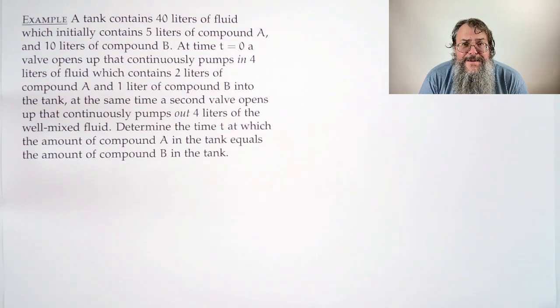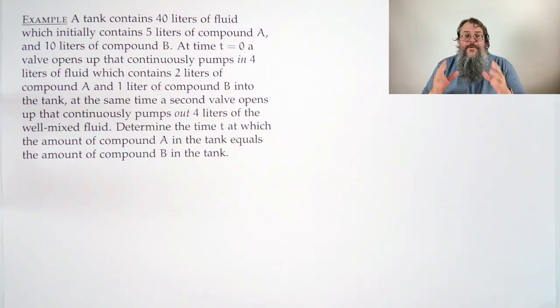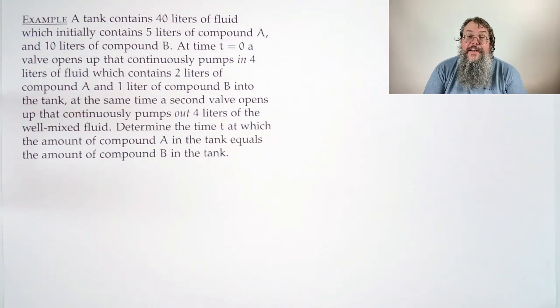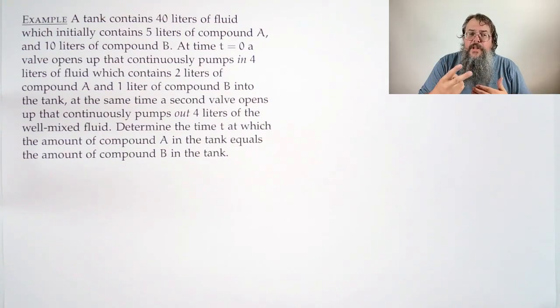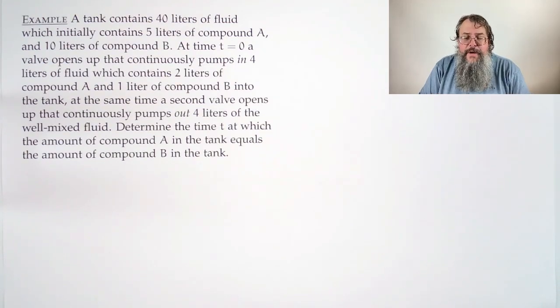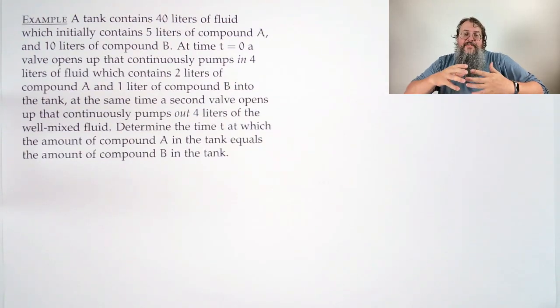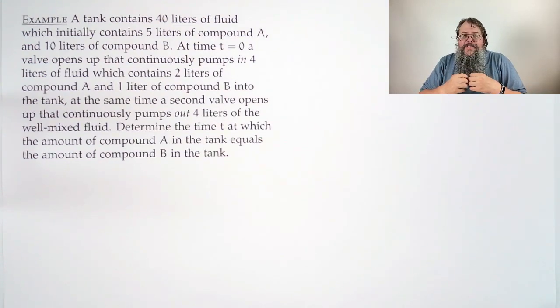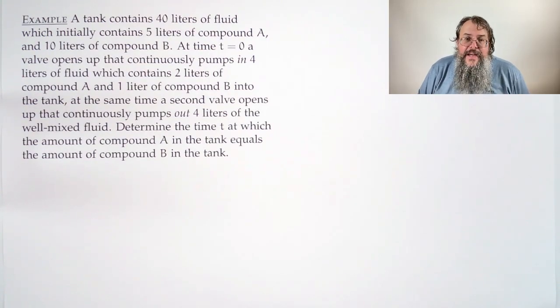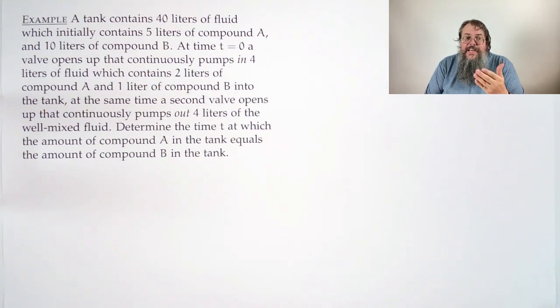So let's do one more problem. A tank contains 40 liters of fluid, which initially contains 5 liters of compound A and 10 liters of compound B. At time t equals 0, a valve opens up that continuously pumps in 4 liters of fluid, which contains 2 liters of compound A and 1 liter of compound B into the tank. At the same time, a second valve opens up that continuously pumps out 4 liters of the well-mixed fluid. Determine the time, t, at which the amount of compound A in the tank equals the amount of compound B in the tank.